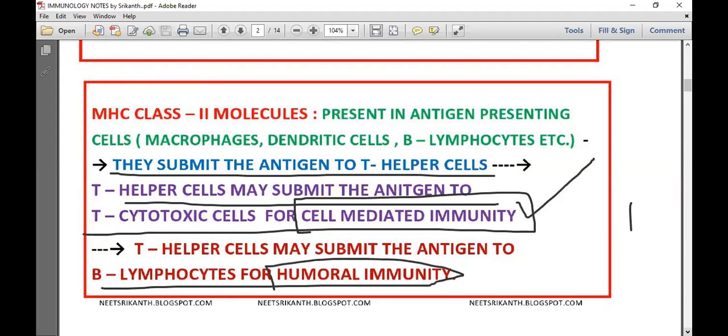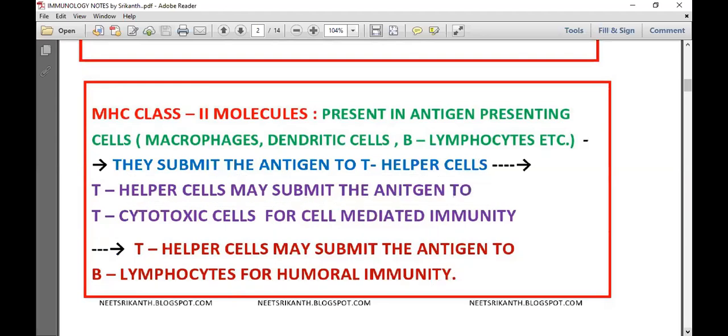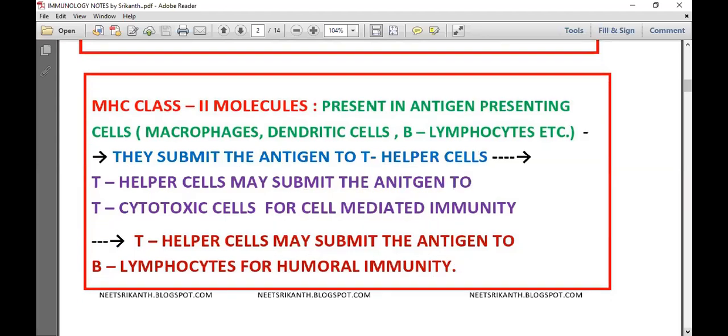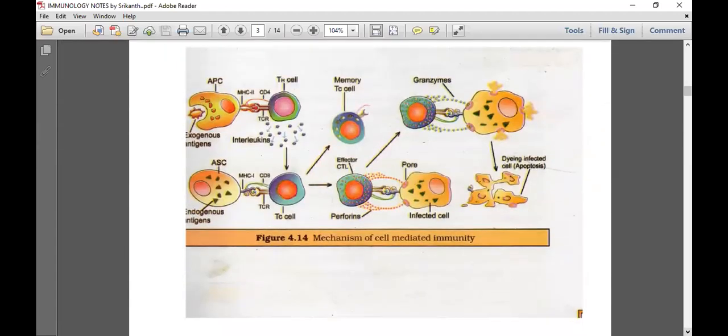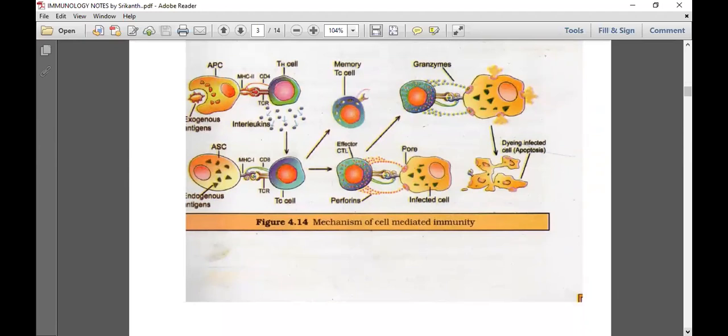Now let's talk about cell mediated immunity. Okay, so here it is, the cell-mediated immunity. We need to try to understand the pattern of cell-mediated immunity. In this, you see here, this is the APC, antigen presenting cell. It was given an exogenous antigen. That means the microbe is outside the cell, exogenous antigen.